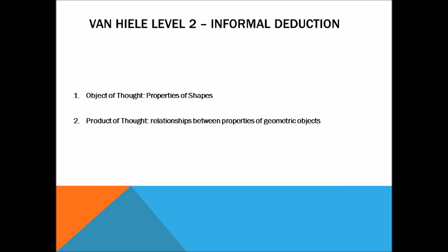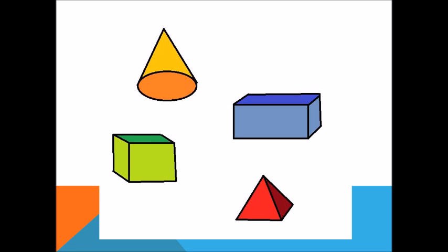Van Hiele level 2 takes place during middle school or grades 6 to 8. At this stage, students form an understanding of the relationships between and amongst different shapes. For example, they would understand that all squares are rectangles, but that not all rectangles are squares.